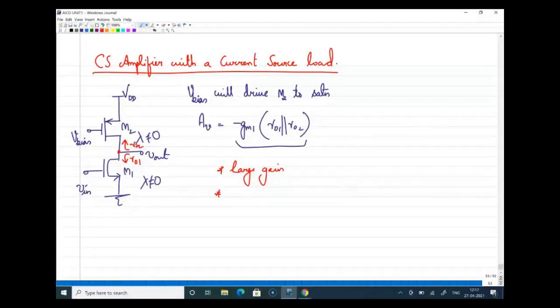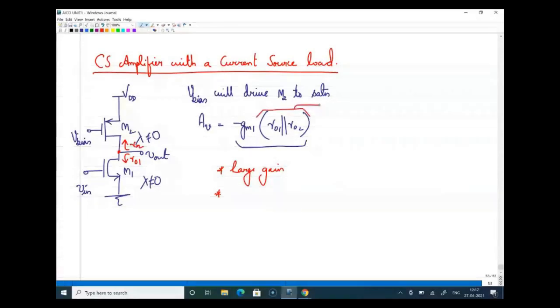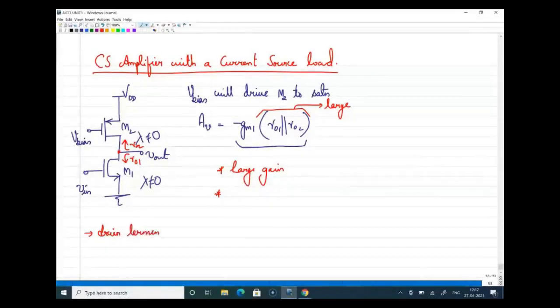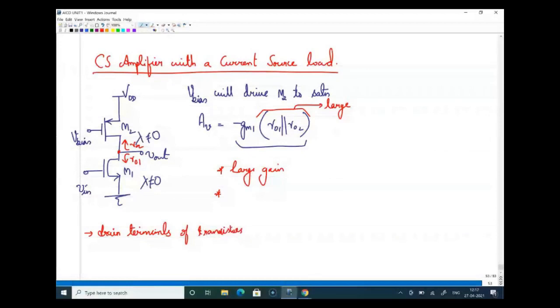Okay, so I wrote that gain is larger because the resistance here is large. This is large because two drains are tied together. So I will write here: drain terminals of transistors are tied together.